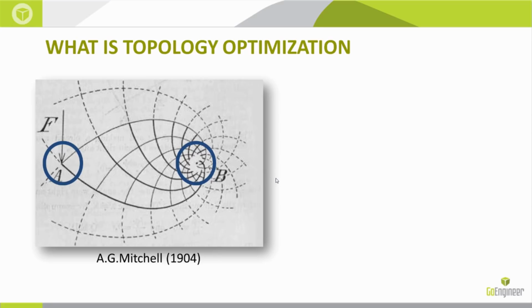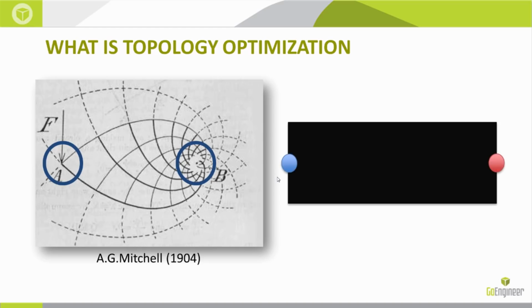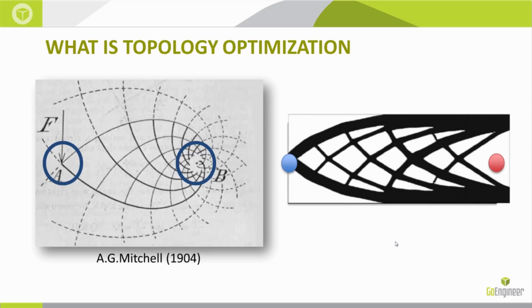And if we compare this to a problem that we commonly know, which is a cantilever beam, imagine a force on this blue dot on the left and a fixture on the right. The most optimum structure of that mimics what Mitchell told us in 1904. The only difference is, since 1904 to today, our computing power has increased drastically, and there's a lot of research been done on topology optimization.